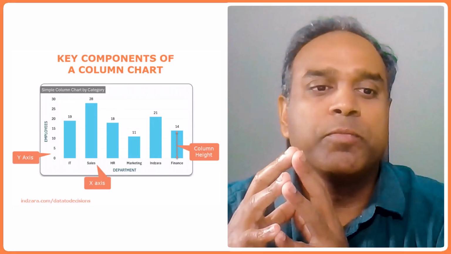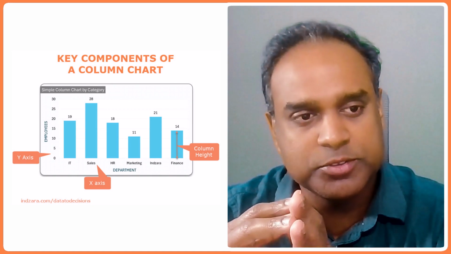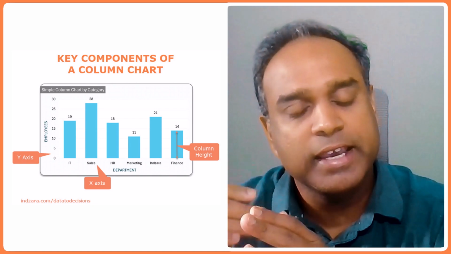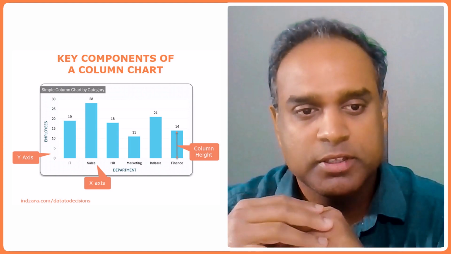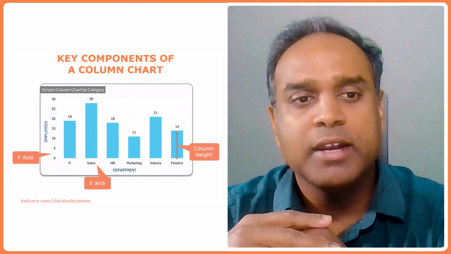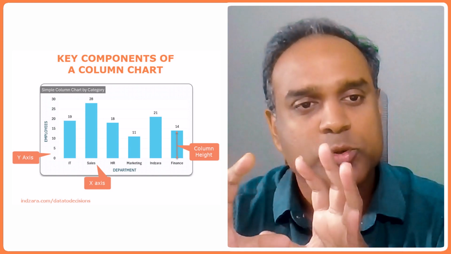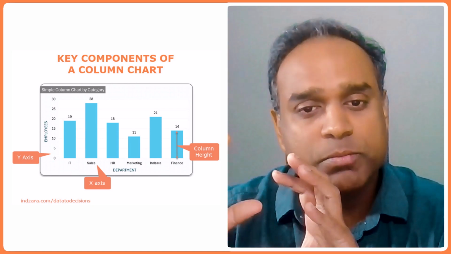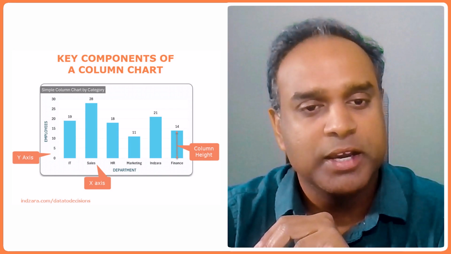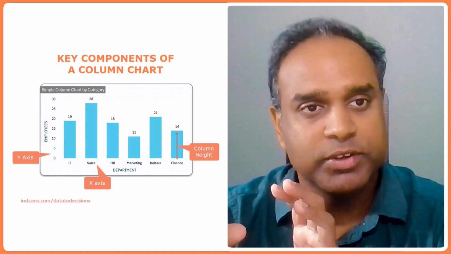These are the three. So we have a y-axis, which represents the numeric values here, the number of employees. The x-axis represents the category axis, which represents here the departments. And the other important attribute is the height of the column. And this is the most basic column chart. We'll be talking a little bit more about some advanced, but for the most basic one, the column height and y-axis and x-axis are the three attributes that we need to know.